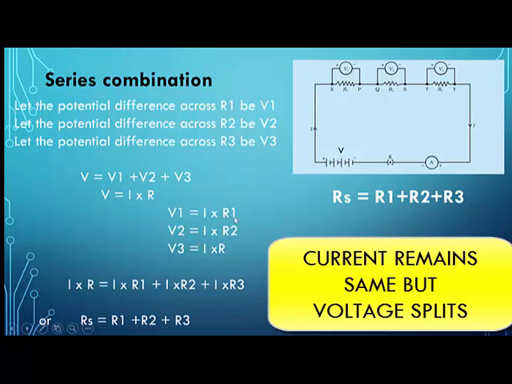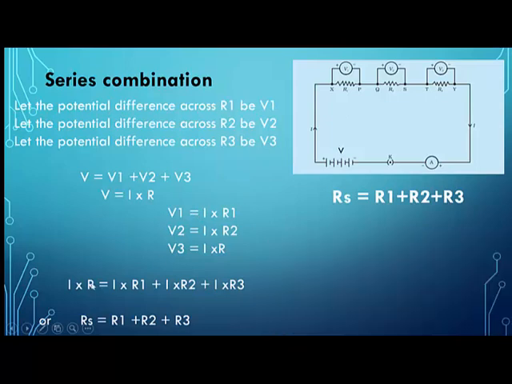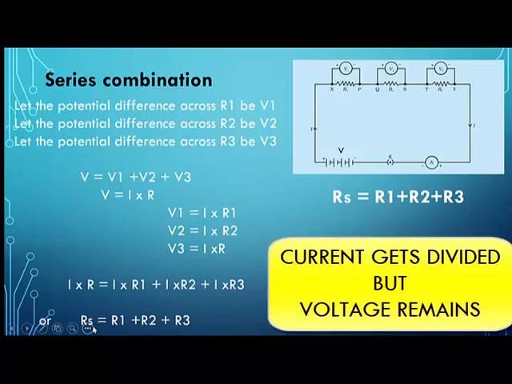Now please substitute these values I into R1 here in this V is equal to V1 plus V2 plus V3. I can cancel because this is the common thing. So I can cancel I on both sides. What I will get is Rs is equal to R1 plus R2 plus R3. So this is the formula whenever the resistances are connected in series combination.